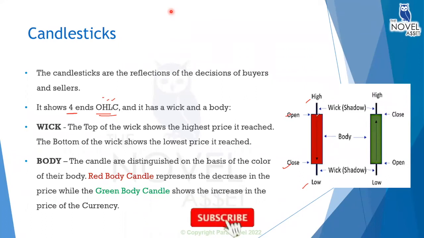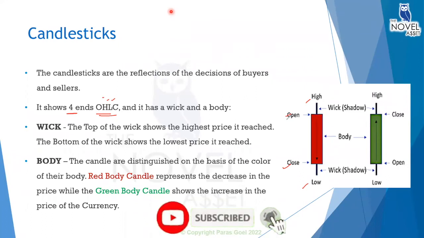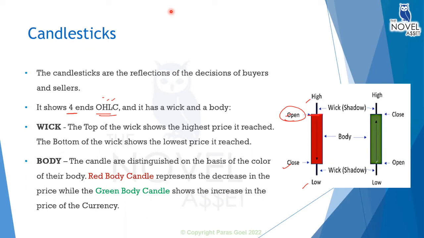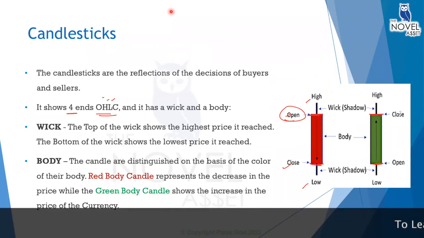So if it is a red candle, what is the difference? If it is a red candle, the open price will be at the higher level. If it is a green candle, the open price will be at this level. Okay, this is the only difference. And the closing price of a red candle will be below, and the closing of the green candle will be at a higher level.